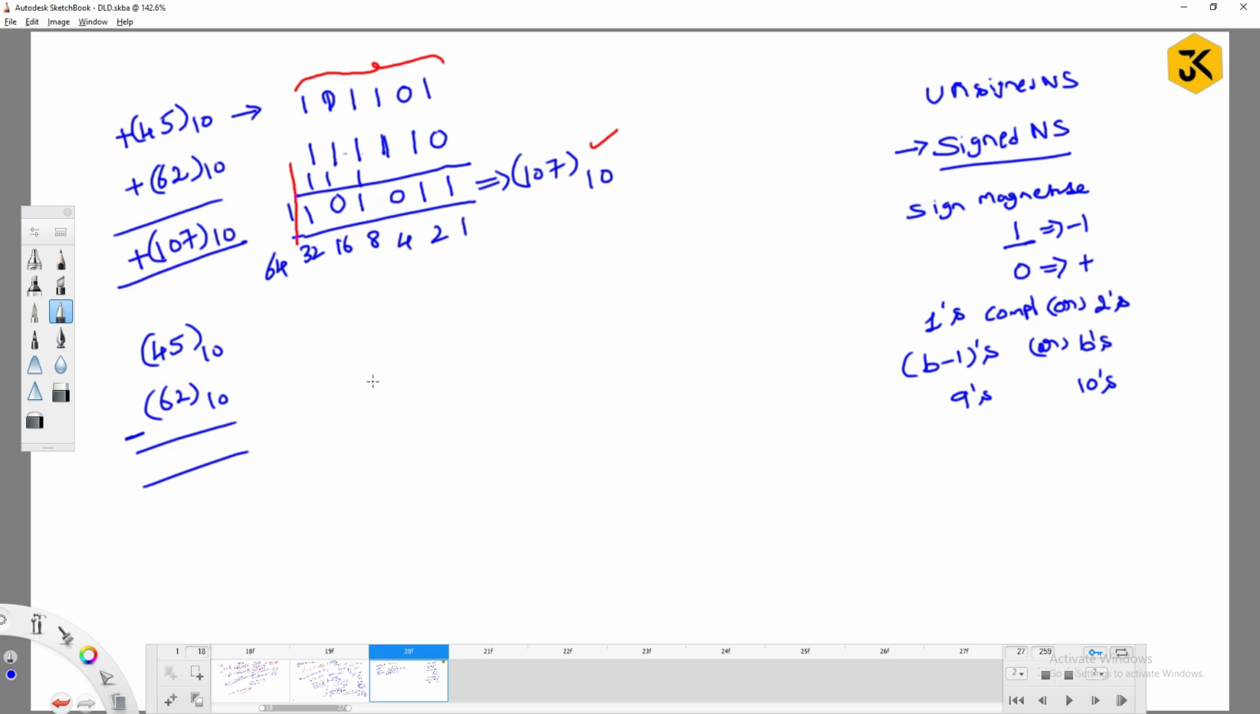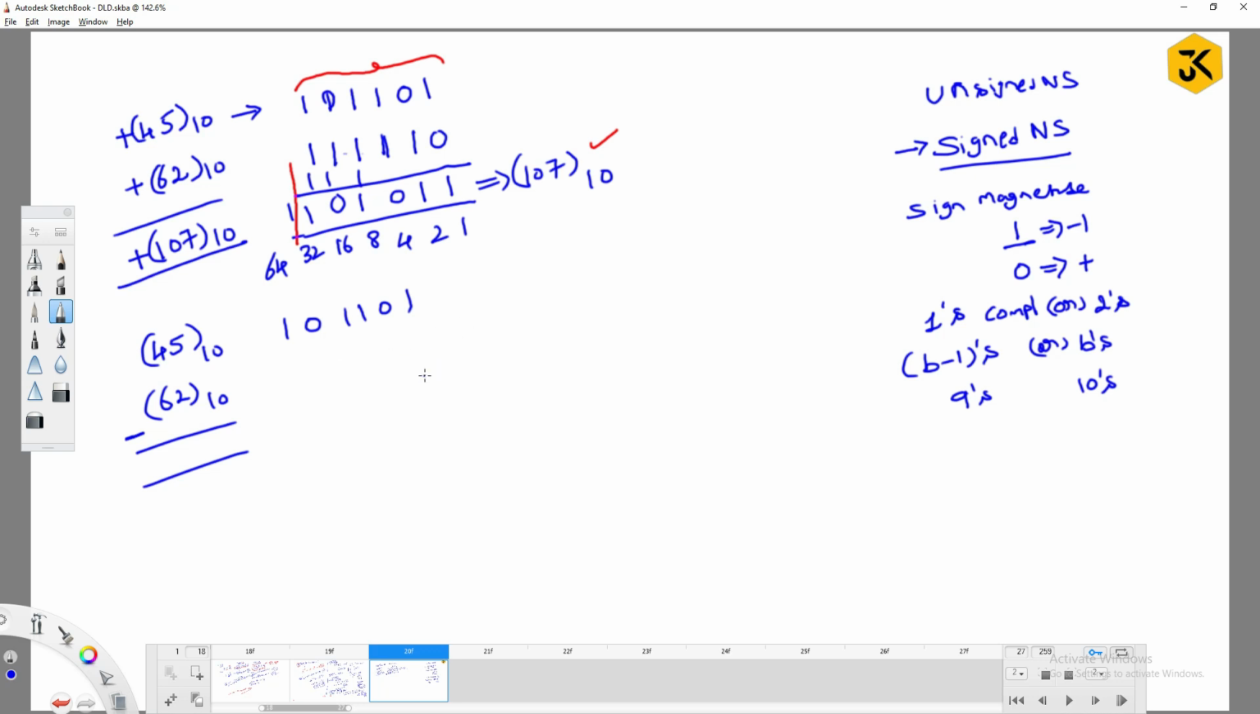So you are going to do it with the ninth complement, or you can do it with the tenth complement. You can do that, right? This is what you have seen in earlier classes also. 45 is basically 101101. 62 is basically a complement, like the complement of 62 is... okay, fine. You can follow any of the procedures, right?